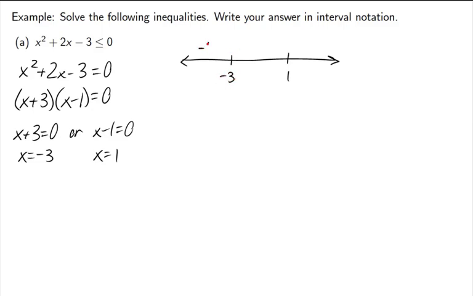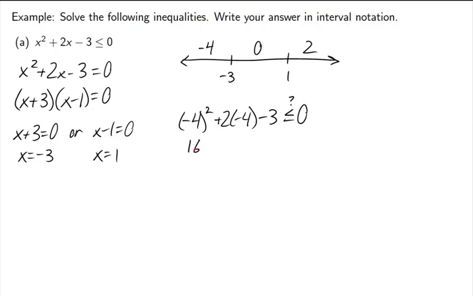So I'm going to choose negative 4. Then I'm going to choose 0 for this interval. If 0 is an option, it's always a good choice. And I'm going to choose 2 for the other one. Now we're going to take these numbers and plug them into the original inequality. So negative 4 squared plus 2 times negative 4 minus 3. We want to know if that is less than or equal to 0.